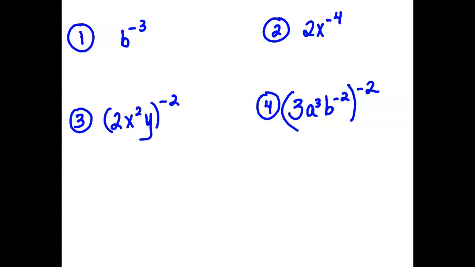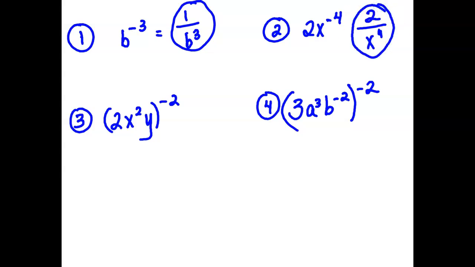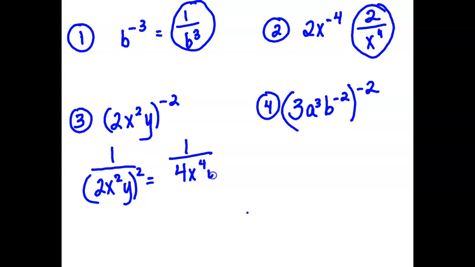Okay, so welcome back. Here you should have 1 over b to the 3rd power. This should be 2 over x to the 4th power. Okay, I'm going to write this one as 1 over 2x squared y, and it's going to be to the 2nd power. Then I'm going to take each factor inside. 2 squared would be 4, x to the 4th, y squared.